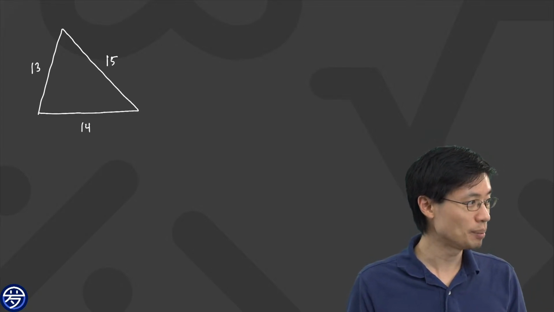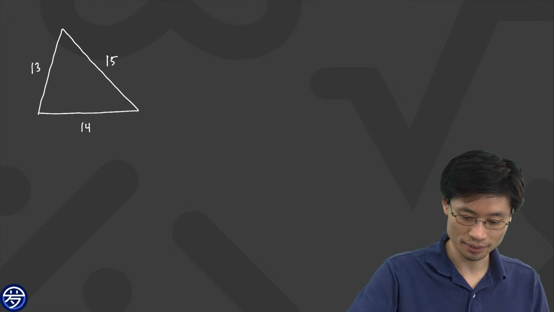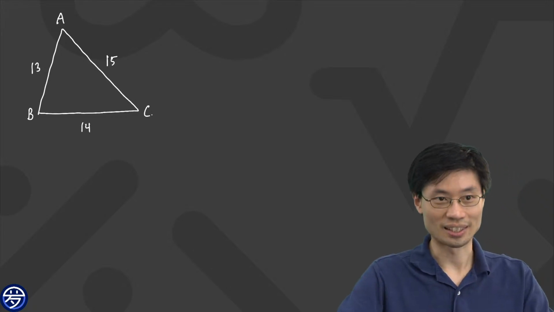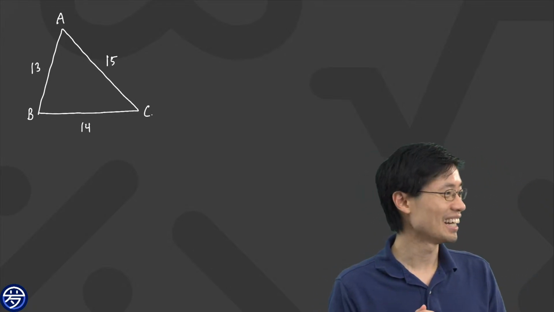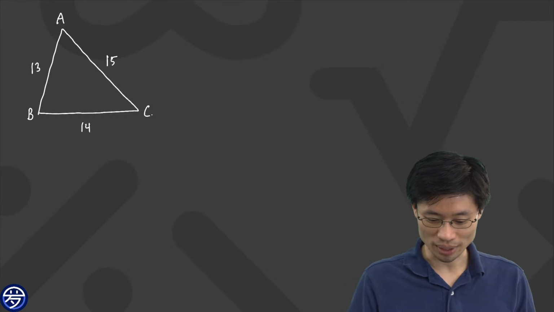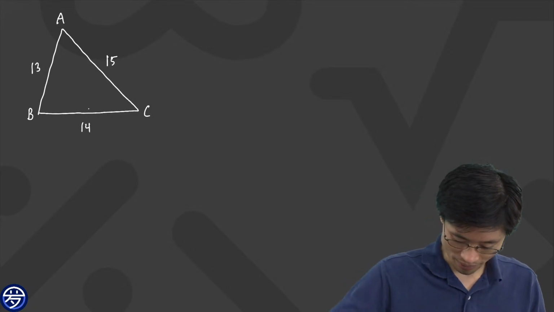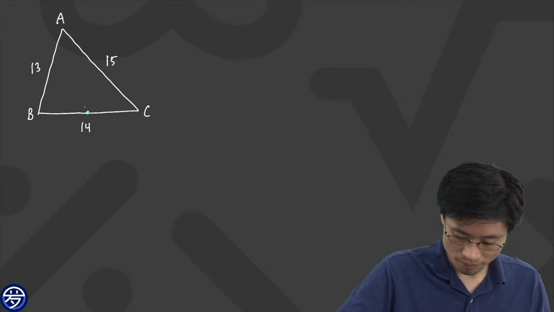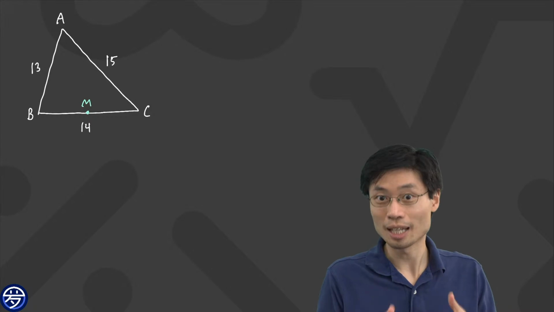We have a triangle ABC. AB is 13 and BC is 14. That means it goes this way. ABC. Okay, we got ABC. And now M is the midpoint of BC. So there's an M here. Let's get a different color. M. M for midpoint. M for midpoint.